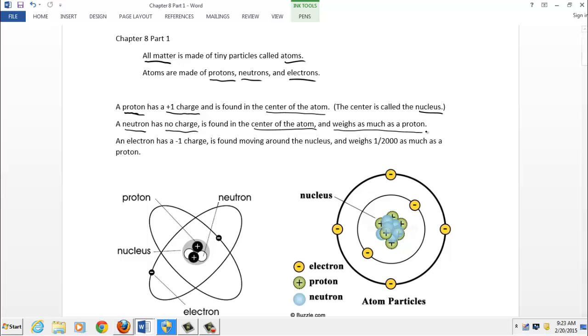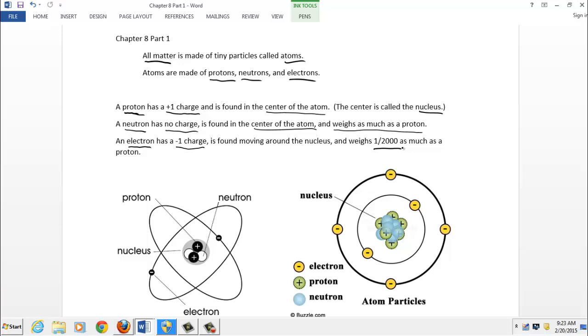The third particle is the electron. It sounds like electricity, so we need electrons to talk about electricity. Electrons have a negative charge, and they are found flying about the nucleus. In terms of mass, they are really tiny. It takes about 2,000 electrons to weigh as much as a single proton.